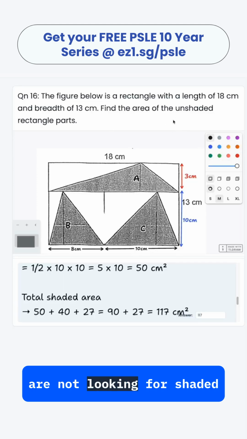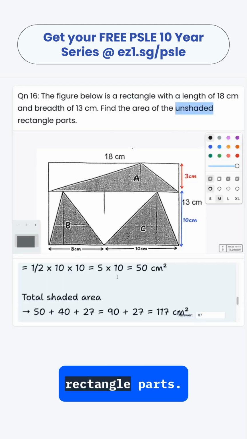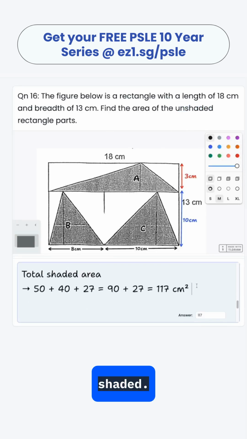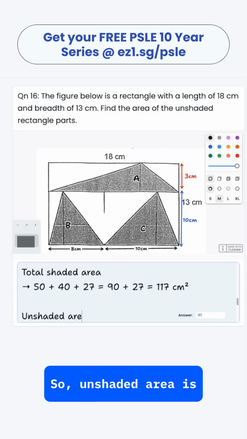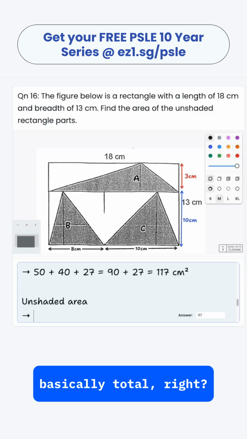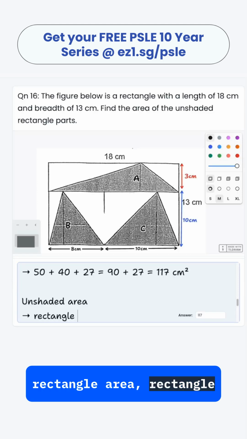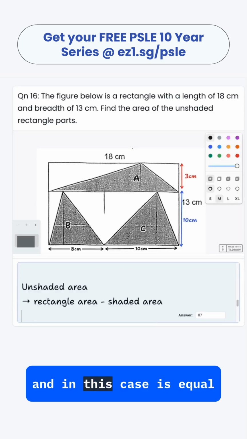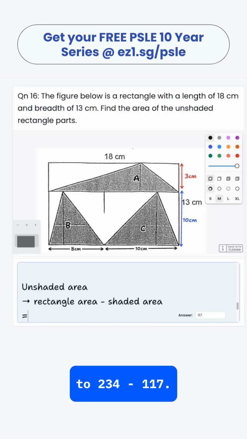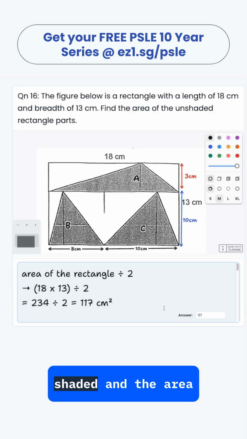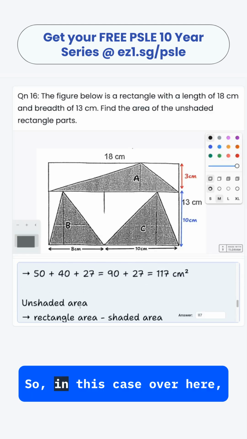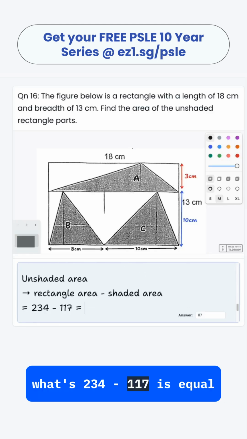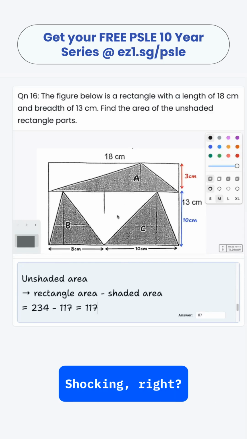But the thing is, we're not looking for the shaded area, we're looking for the unshaded rectangle parts. So we can just minus the shaded. The unshaded area is basically the total rectangle area minus the shaded area, which is 234 minus 117. So 117 is the total shaded, and the area of the rectangle is 234. What's 234 minus 117? It is equal to 117. Shocking, right?